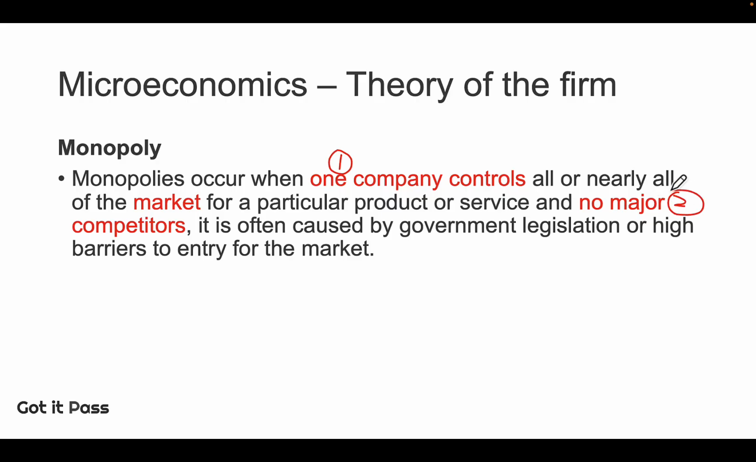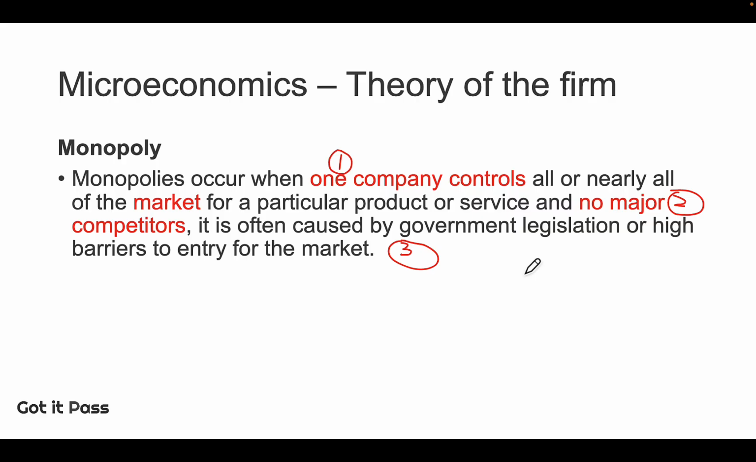The second point, no major competitors. And the third one is mainly government legislation or high barriers to entry for the market. So that means if you are a new entrant to this particular market, it's quite hard for you to go into it, because you may be restricted by the government's legislation, or the barriers to entry are very high. For example, you have a lot of money to invest in the market, but it's not justified to do it, or the payback period is too long for any other new entrants to go into the market.